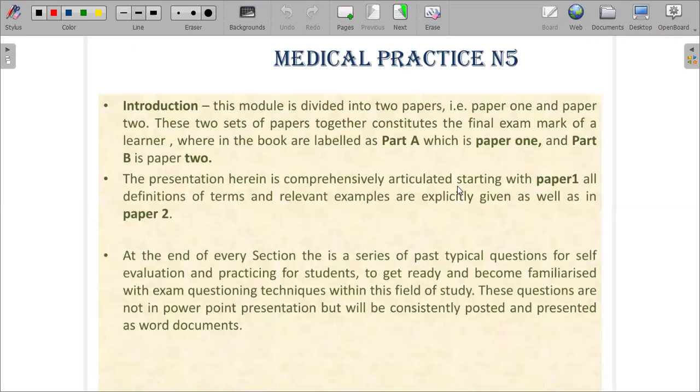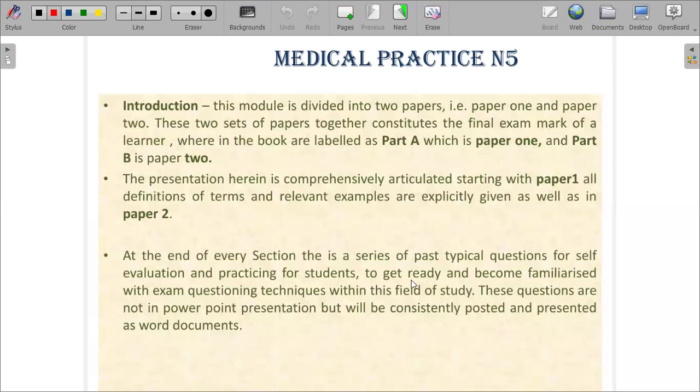Without wasting any time, we are going to start on our first module of medical practice N5. Just note that our module is divided into two papers, paper 1 and paper 2. These two papers together make the learner's final exam mark. In your book, paper 1 is labeled as part A and paper 2 as part B. The presentation is comprehensively covered, starting with paper 1. All definitions of terms and relevant examples are given, as well as in paper 2.